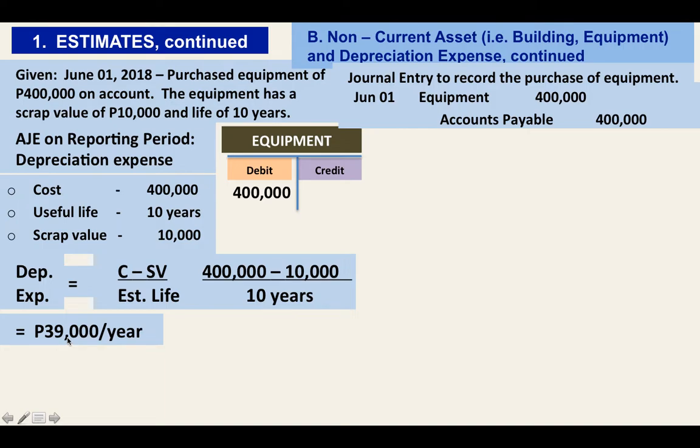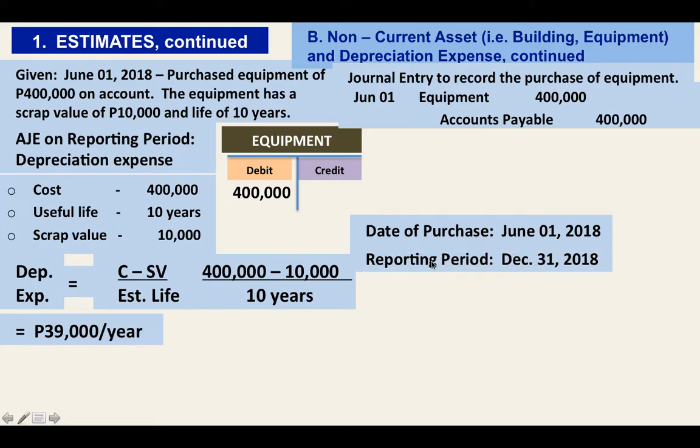Bakit 390,000? Hindi 400,000. Kasi yung 10, meron tayong kuha ang 10,000 as a scrap value. So ang depreciation lang natin actually is 39,000 per year. Pero the question is, kabibili lang ito ng June 1st. So nagamit ba natin ng 1 year? So hindi natin siya pwedeng i-apply kasi hindi naman 1 year nagamit. So we are doing our adjusting entry at the end of the year, which is December 31st, right? So the date of purchase is June 1st, but our reporting period is December 31st. So we are doing the adjustment on December 31st, 2018.